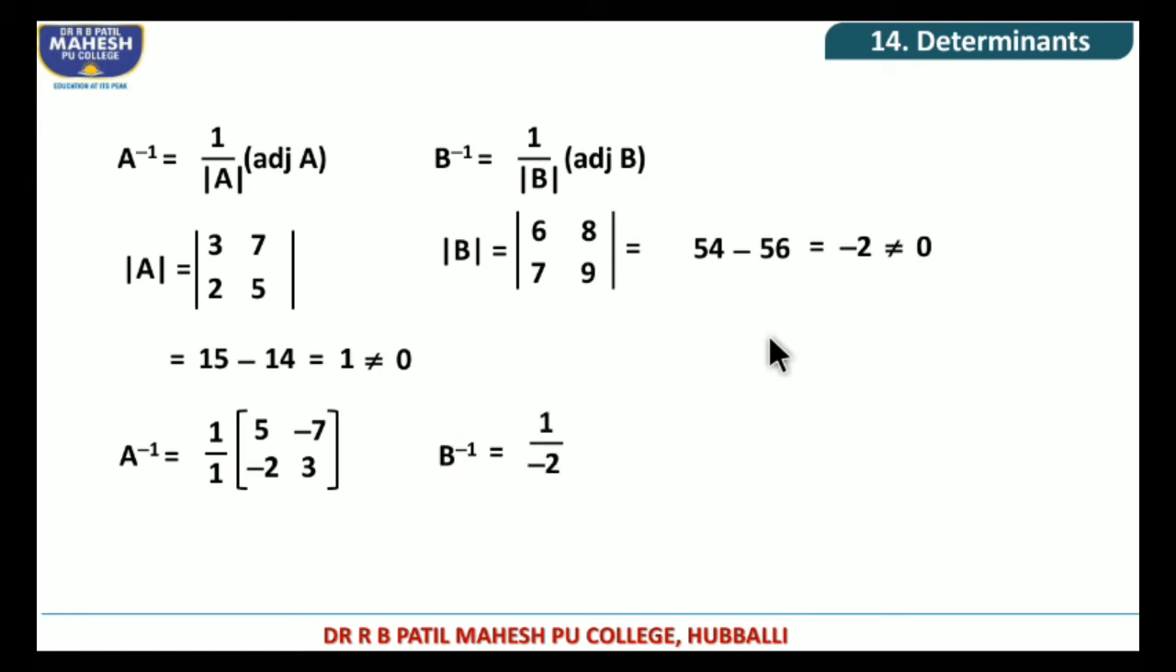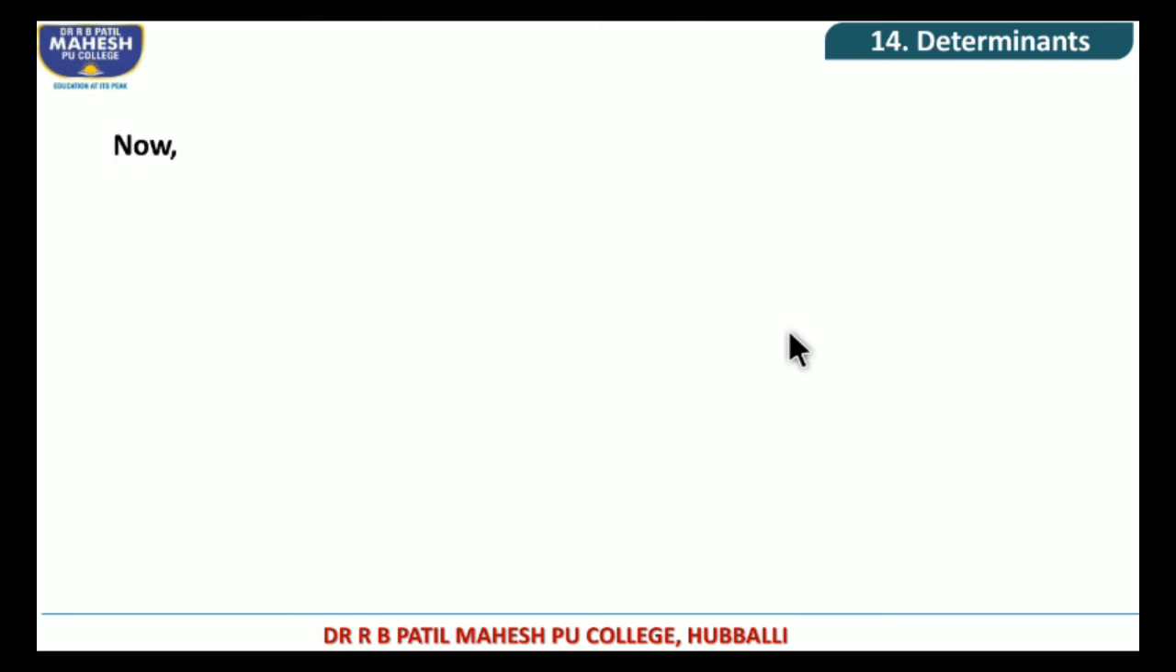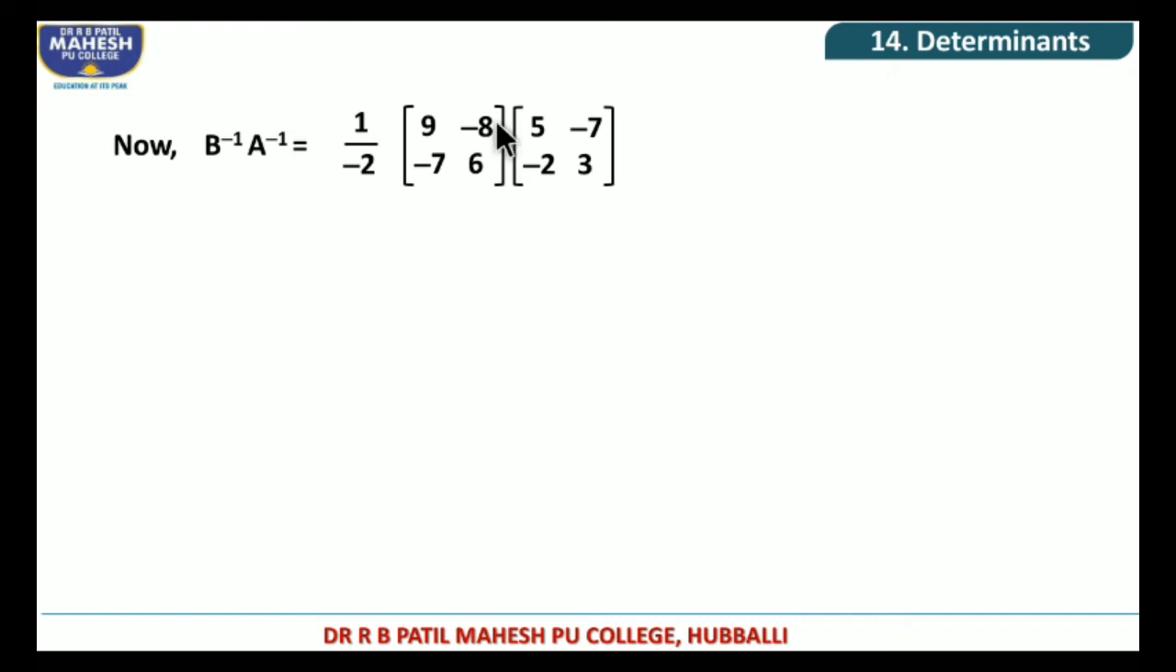So, B inverse is equal to 1 by minus 2 into adjoint of B. We interchange these two and change the signs of these two. Therefore, we have 9, minus 7, minus 8, 6. Now find B inverse into A inverse. We have 1 by minus 2 into the matrix 9, minus 8, minus 7, 6, and again 5, minus 7, minus 2, 3, because this is the value of B inverse, and it is the value of A inverse.